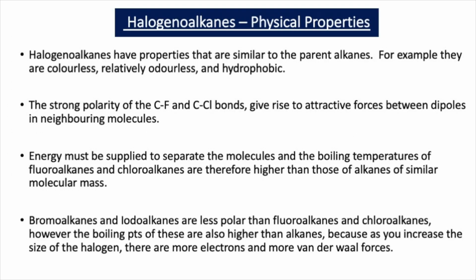So now let's turn our attention to the properties of halogenoalkanes, and by properties I mean physical properties. Now halogenoalkanes have properties that are similar to the parent alkanes. So for example, chloroethane would have similar properties to ethane. Now they are colourless, they're relatively odourless, and they're hydrophobic. They don't dissolve very well in water.